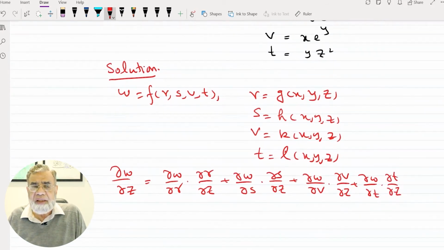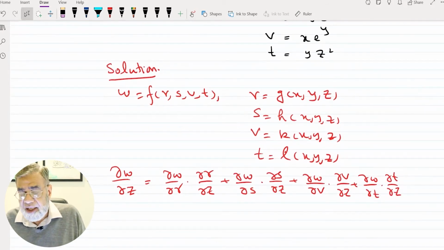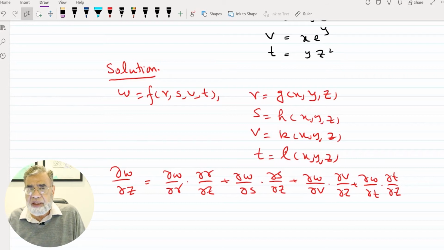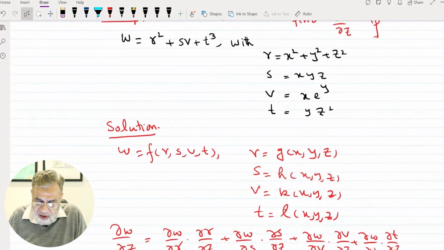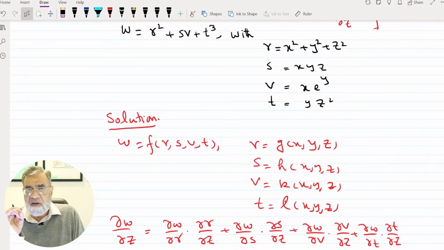We can replace z by any variable, x or y, and we get partial w by partial x and partial w by partial y. We only have to replace z with x or z with y. Now to find this value, we use the given functions. For partial w by partial r, s is constant, v is constant, t is constant, only r is changing. So we get 2r.